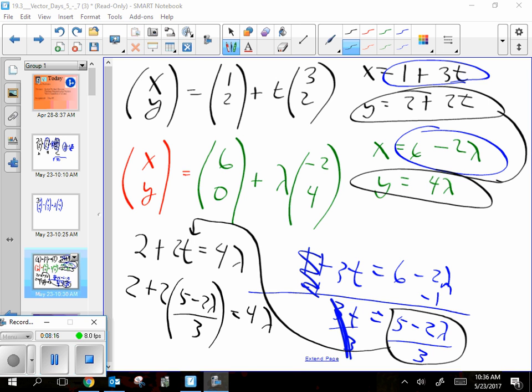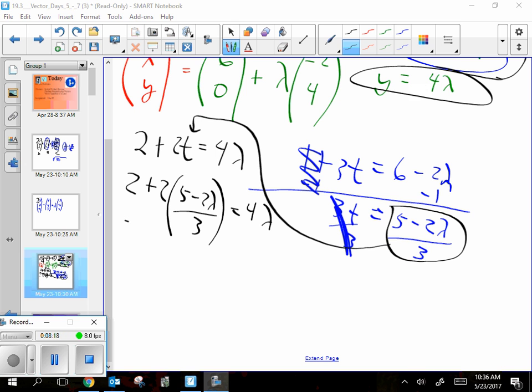Looks like about half the class, a little less. I'm going to start by multiplying this out. 2 plus, I'm going to multiply this out and get 10 minus 4 lambda over 3 equals 4 lambda. That was me distributing out my 2. Notice I only do it on the top. If I multiply by the 2 on the top and the 2 on the bottom, I really multiplied by 2 over 2, which is actually 1. So I don't want to do that. Just multiply across the top.